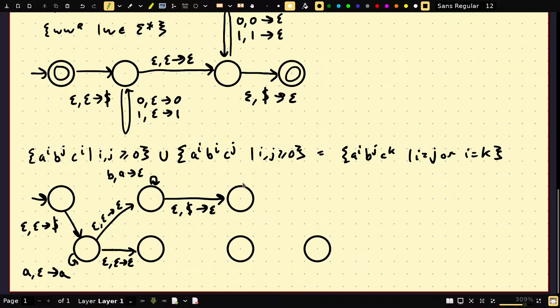Then I don't care about the C's at all. So I'm just going to read the C's. Who cares? Don't push anything. Don't pop anything. No one's asking about the C's. And then accept that state.